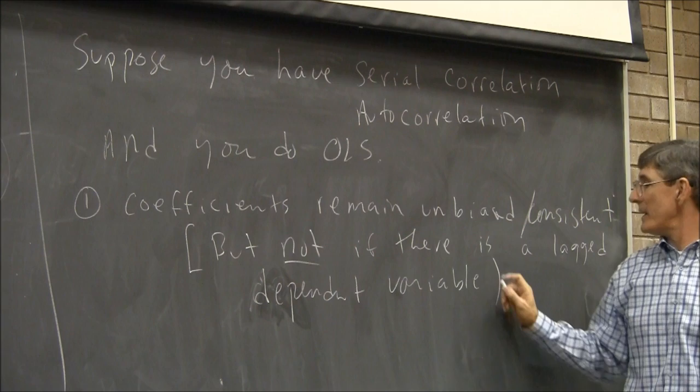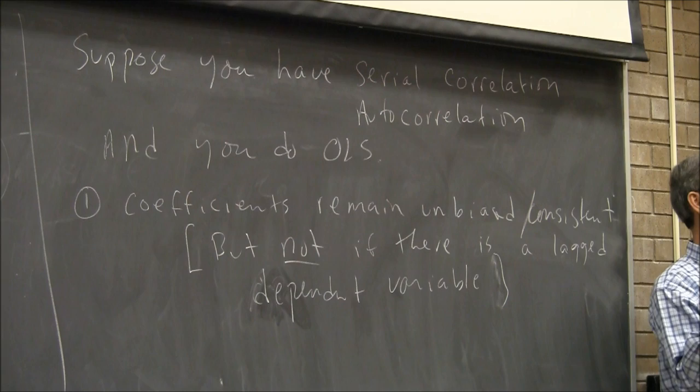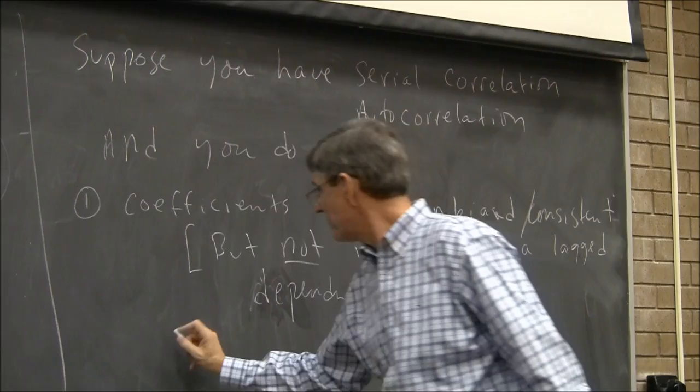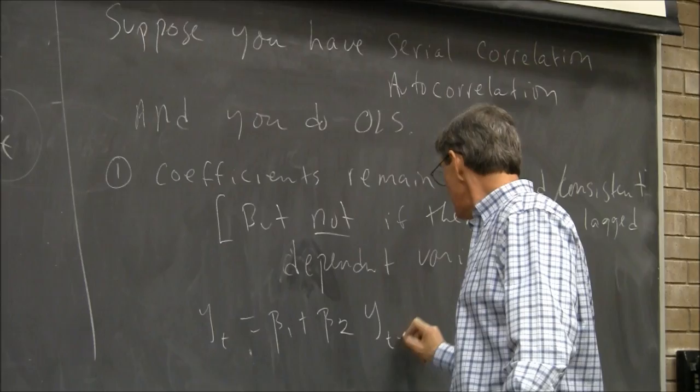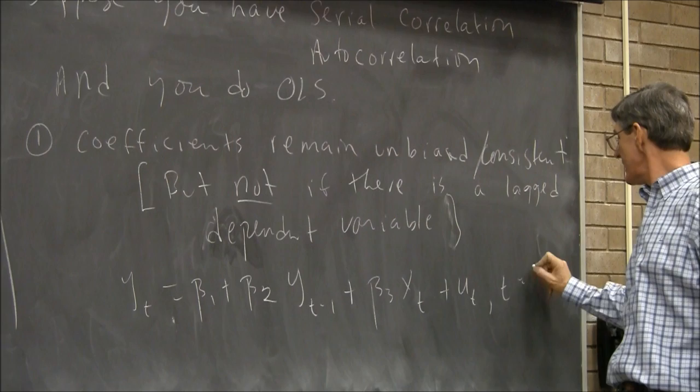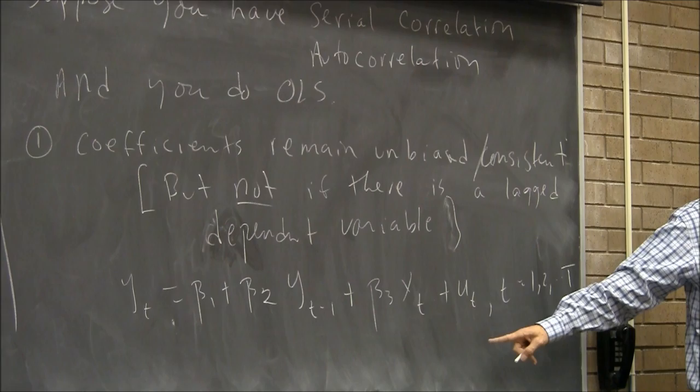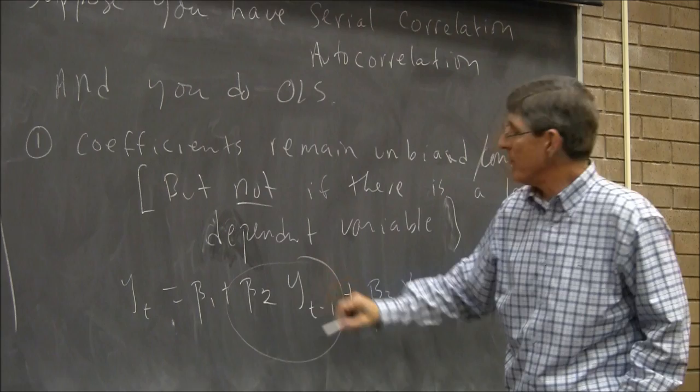We're saying that one exception here, if I run y, I'm going to start using t's now because we're in time series data instead of cross-sectional data. If I say that yt is beta 1 plus beta 2 yt minus 1 plus beta 3 xt plus ut, where t goes from 1 up to cap T, so we're just indexing with time rather than an i here. This is what I mean by a lag-dependent variable.